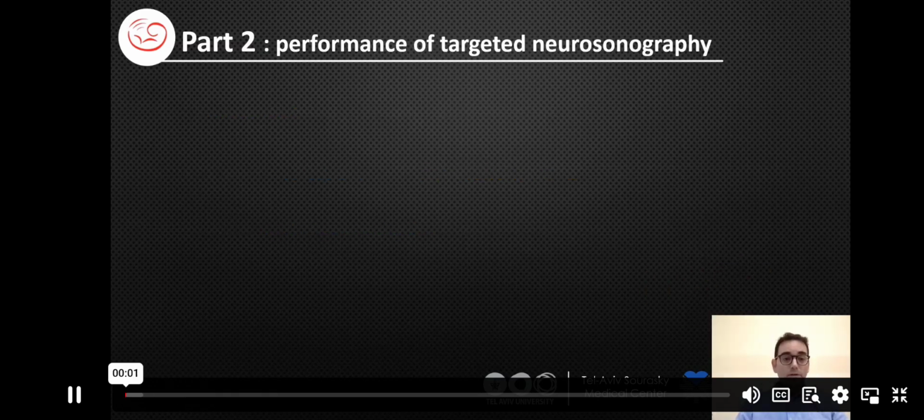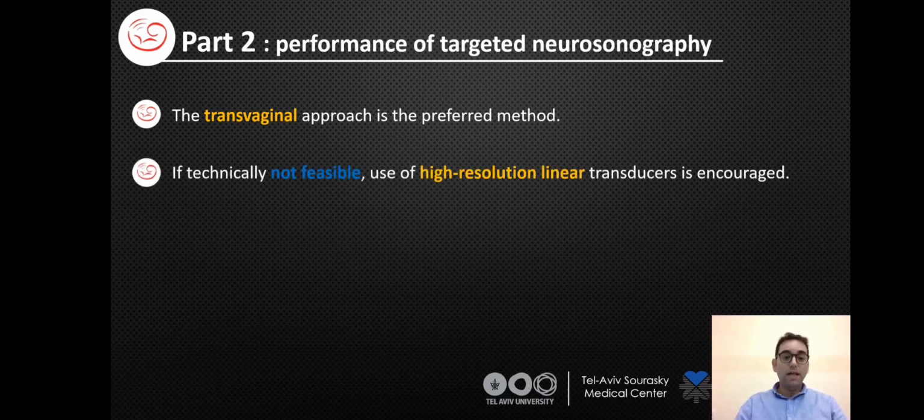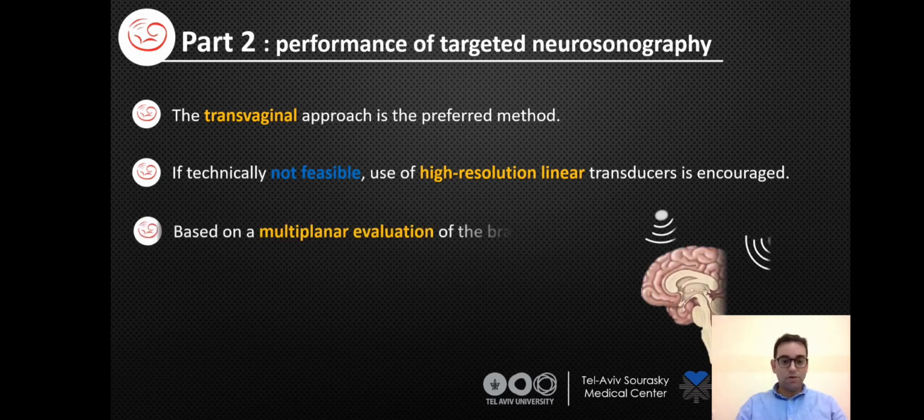Now, the second part of the scan, of the guidelines, as I mentioned before, is focused on the targeted neurosonography. You all know that the transvaginal approach is the preferred method due to better resolution. You get much closer to the structures of interest, so you have a much better anatomic detailing and higher resolution. If technically not feasible and the fetus is in a non-vertex presentation, you should try to use the newer generation of the linear transabdominal transducer, which provides you with much higher resolution imaging.